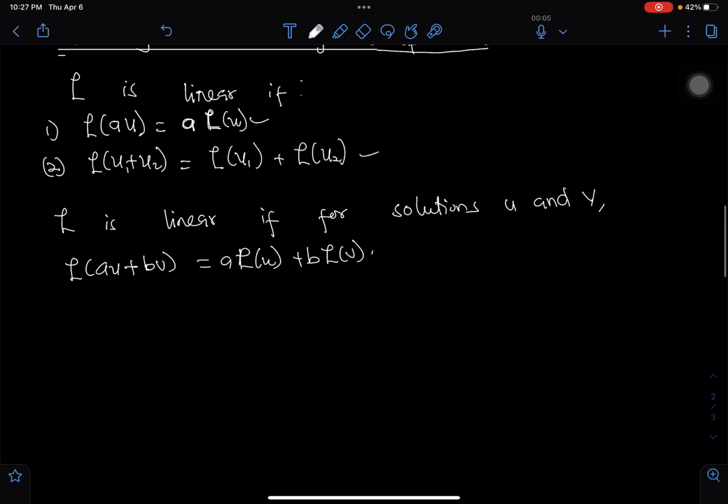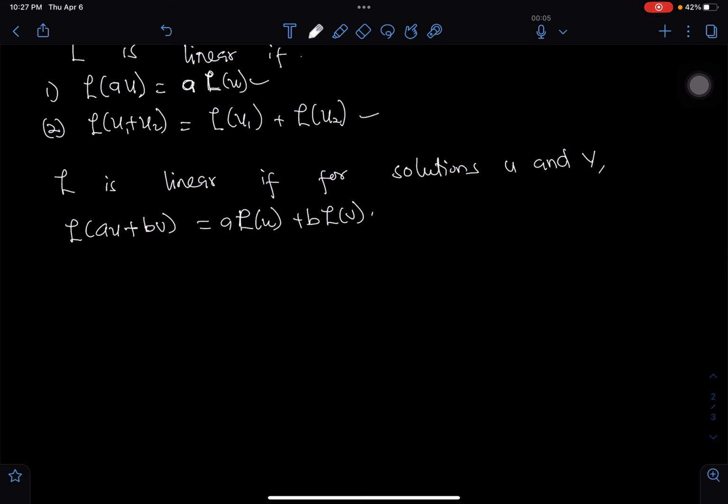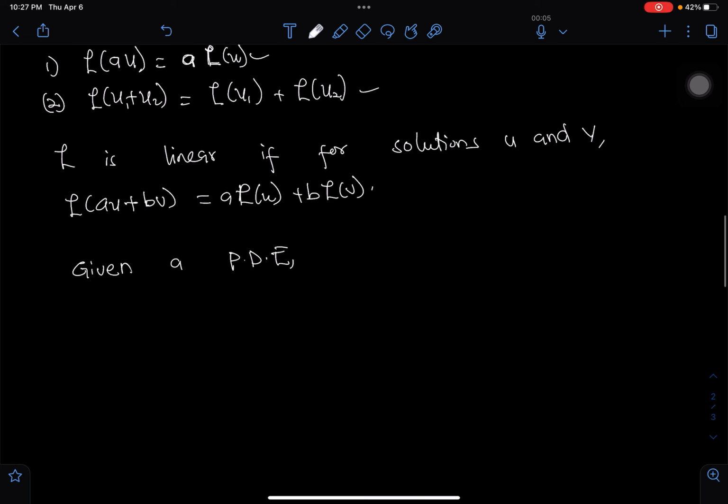One thing I want to do is, if I'm given a PDE, to be able to tell whether this PDE is linear or not. So given a PDE, for instance, let's go for the simplest PDE. Maybe u_x equals 0.